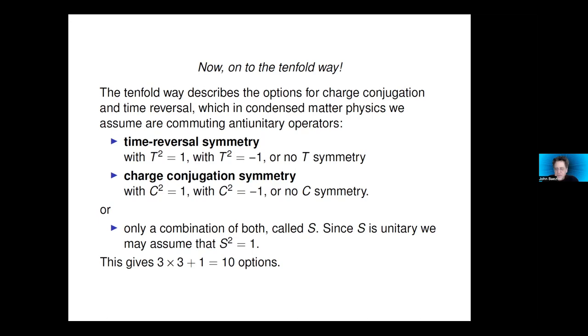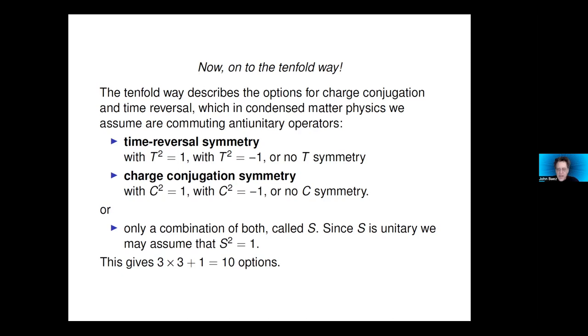So one way to think about it that's sort of an application of the mathematical way is to say that the tenfold way describes the options for charge conjugation and time reversal. In condensed matter physics, we assume that those are commuting anti-unitary operators on the single particle space. So time reversal symmetry, it squares to 1 physically. So that means by our analysis that as the anti-unitary operator, it must either square to 1 or square to negative 1 if your system has time reversal symmetry.